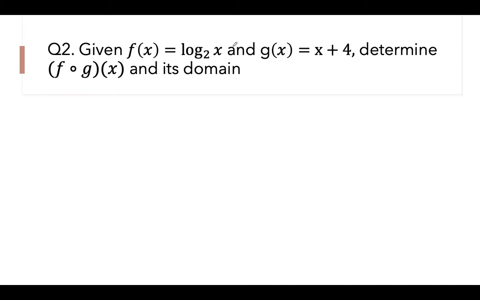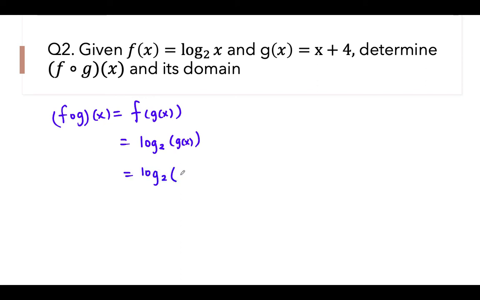Number 2. So we're given a logarithmic function and a linear function and we determine f of g of x and its domain. So let's rewrite it, f of g of x. And so we know f, let's always start from outside. It's going to be log base 2 of g of x, right? And now I'm going to replace g of x, so it's log base 2 of x plus 4. So that is my final function.